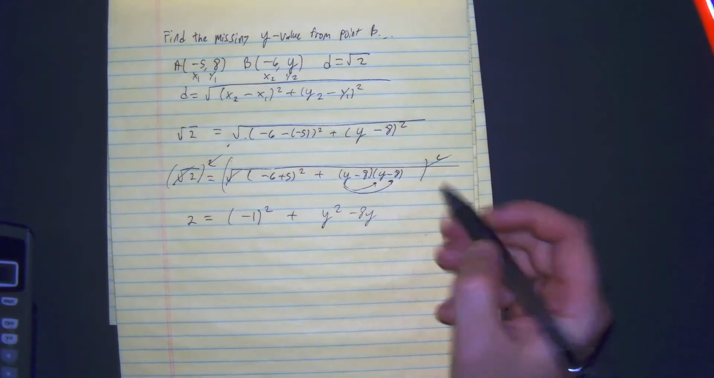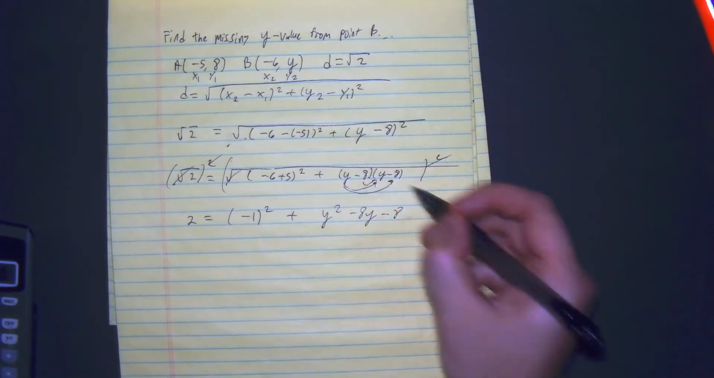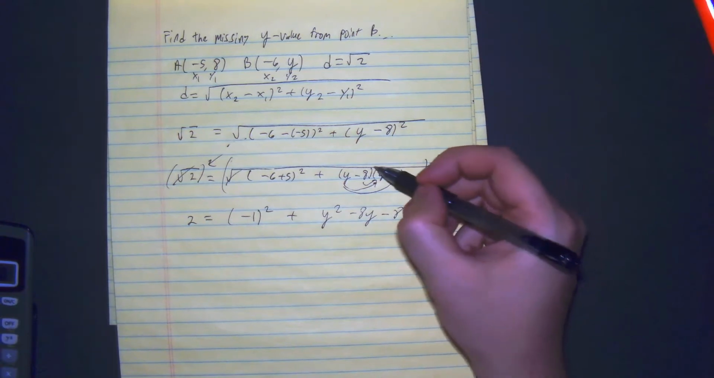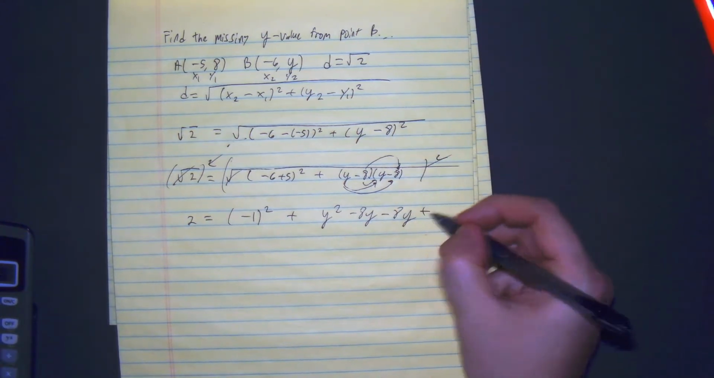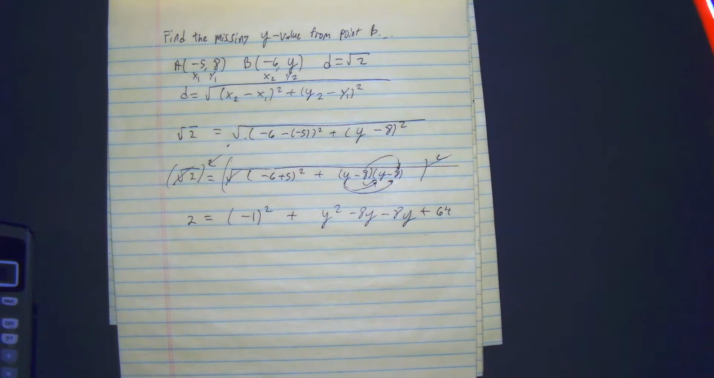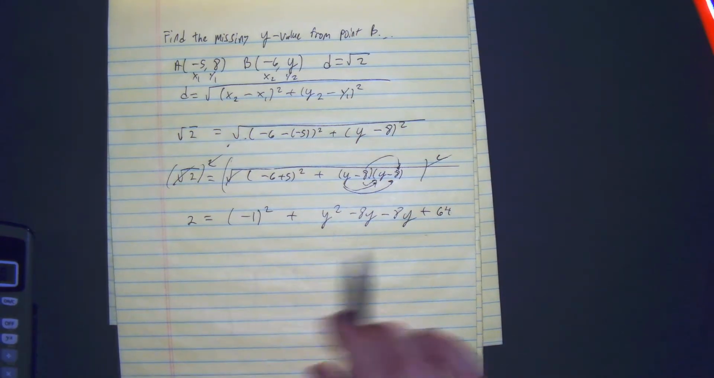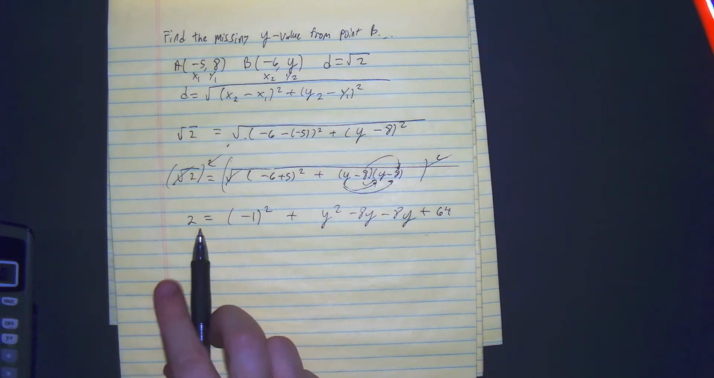minus 8y minus 8y plus 64. So from here, we have to combine like terms. To combine like terms, it'll work like this.